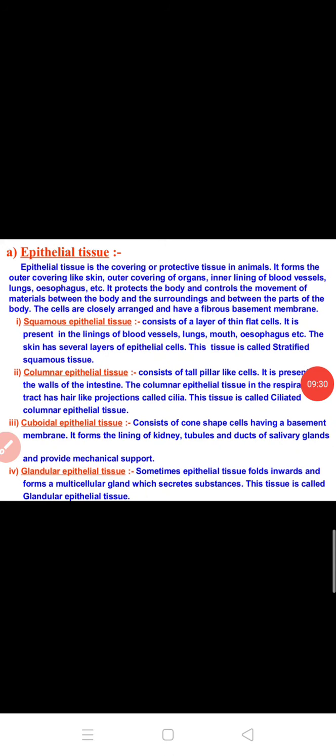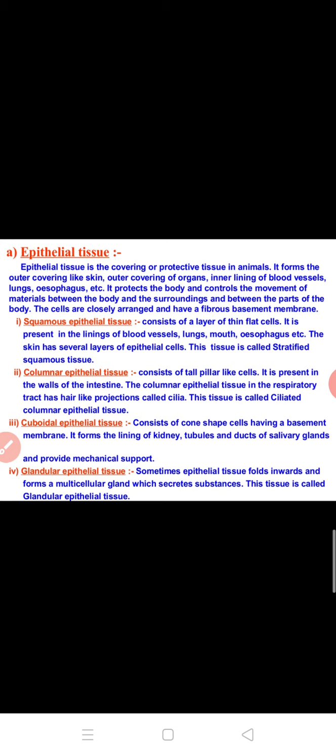So you studied the first type of animal tissue, that is epithelial tissue. Epithelial tissue is of 4 types. Squamous epithelial tissues, which are further of 2 types: simple squamous epithelial tissues and stratified squamous epithelial tissues. Then columnar epithelial tissue, cuboidal epithelial tissue, and glandular epithelial tissues.